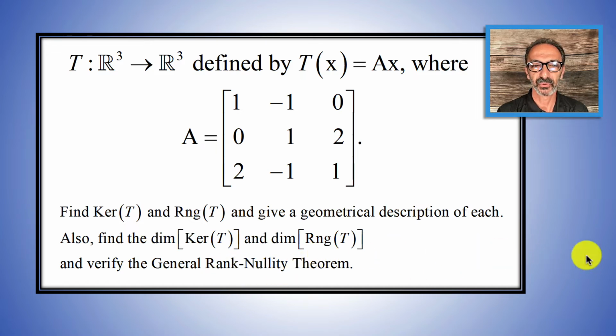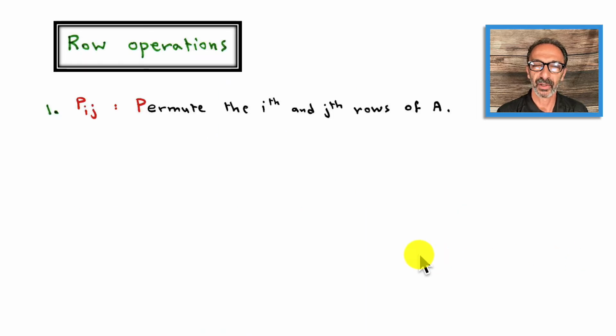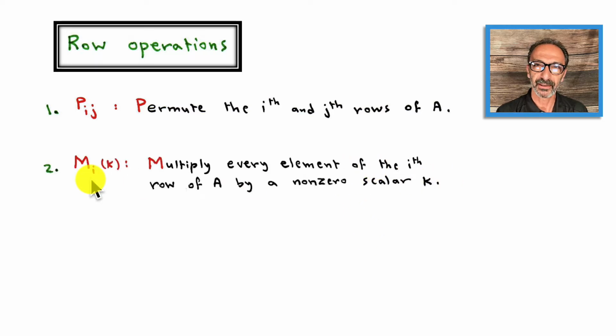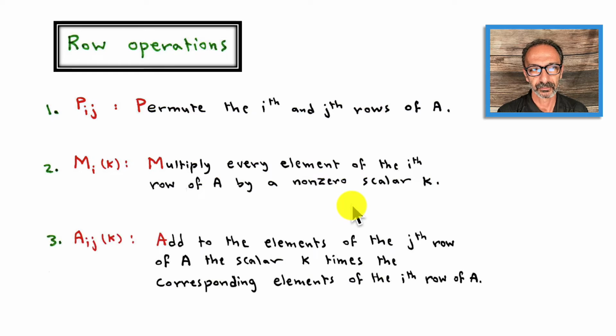Let me remind you about row operations. You could permute the ith and the jth row of A. You could multiply every element of the ith row of A by a non-zero scalar k, just like systems of equations. You could add to the elements of the jth row of A the scalar k times the corresponding elements of the ith row of A.